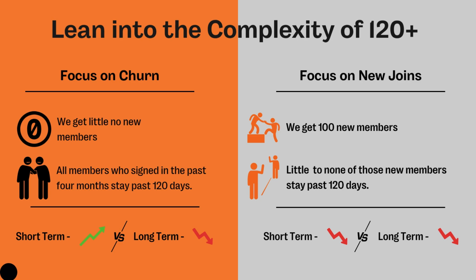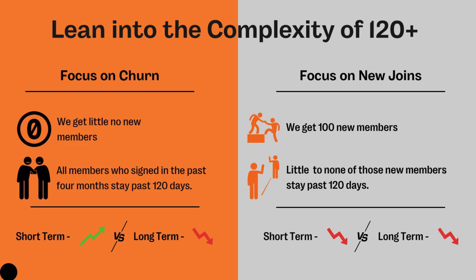But if we only focus on churn, then we're getting no new members. But all of our members who signed are staying past that 120 days. What's happening in the short term is our 120 plus day retention number skyrockets. What happens in the long term is we don't necessarily have a 120 plus retention because we don't have any new joins. So there's no one to monitor, which in the long term is a very bad thing.